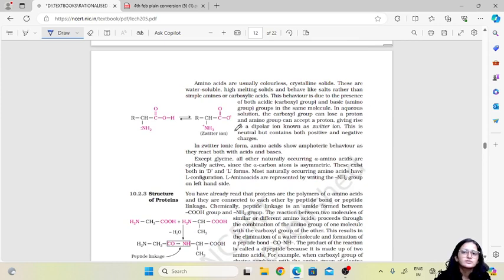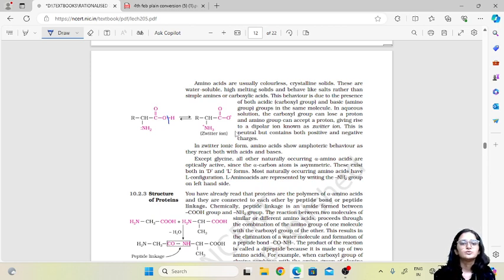Then they are colorless, crystalline solids and water soluble, and they behave like salts rather than simple amines or carboxylic acids. Now this behavior is due to their acidic and basic groups in the same molecule. You can see here they form a zwitter ion. Now what is this zwitter ion? In aqueous solution, the carboxyl group can lose a proton and the amino group can accept it. So you can see here in solution, the carboxyl group can lose this proton and this amino group can accept that proton, and it forms a zwitter ion.